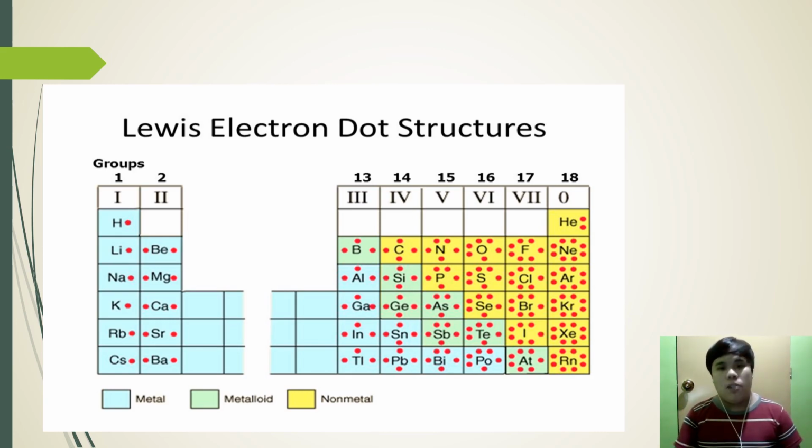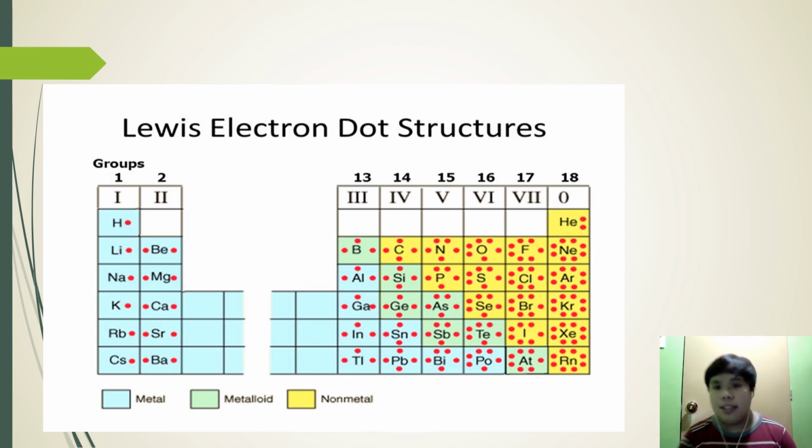For groups 13 to 18, or group 3A to 7A, if we use 13, 13 minus 10, so you have 3 valence electrons for group 3A, 4 valence electrons for group 4A, 5 valence electrons for group 5A, 6 valence electrons for 6A, 7 valence electrons for 7A, and for group 18, which is our noble gases, they are stable. So they have 8 valence electrons. They don't need to donate since they are already stable, following the octet rule, wherein an element could be stable if it has 8 valence electrons.